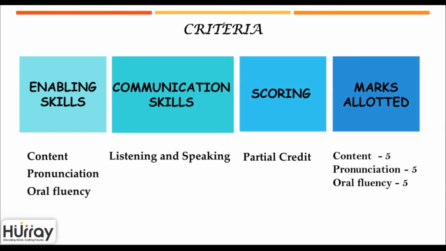Enabling skills are content, pronunciation, and oral fluency. The communication skills are listening and speaking because you have to listen to the sentence and then repeat it. The scoring has partial credit, which has integrated scoring, and the marks allotted are 5 marks for content, 5 for pronunciation, and 5 for oral fluency. So that's a total of 15 marks.